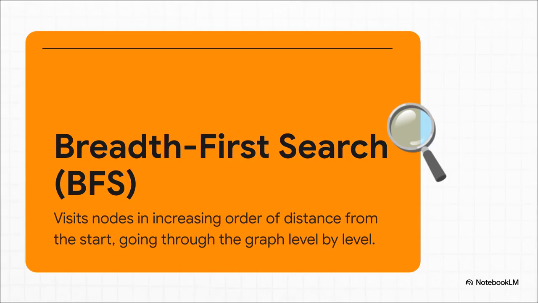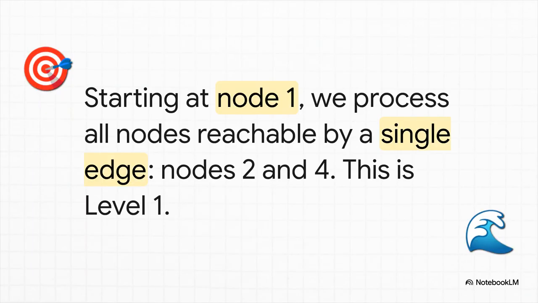And the formal definition says exactly that. BFS explores all of the neighbor nodes at the current level before moving on to any nodes at the next deeper level. No diving in, just methodical, layer-by-layer exploration. So let's see how this looks.